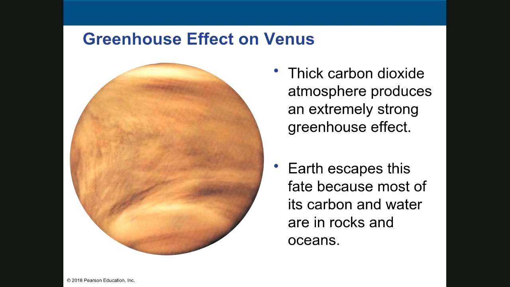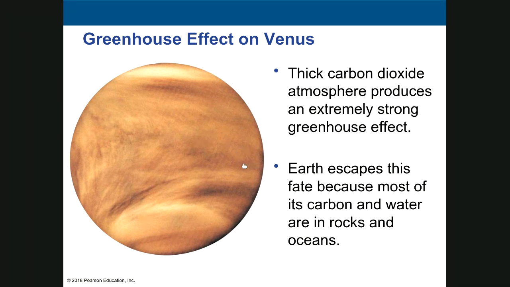And the thick carbon dioxide atmosphere, thick being the operative word here, produces an extremely strong greenhouse effect. And again, let's review what greenhouse effect means. A greenhouse gas absorbs visible light and re-emits heat, right? And then as that heat is re-emitted, it's absorbed further by the atmosphere and then reabsorbed as more heat.